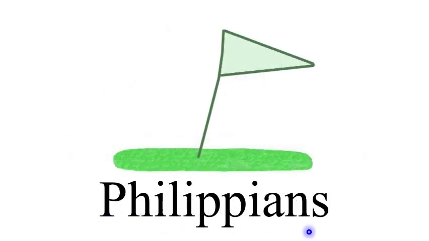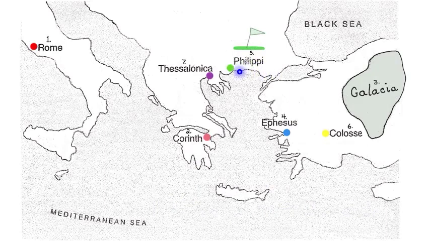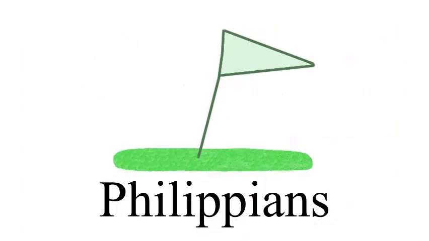The icon for Philippians is a flag on the land, because the Bible says, I can do all things through Christ which strengtheneth me. Philippians 4:13. Philippi is located a little north of the Mediterranean seacoast. The encyclopedia says that Philippi was the scene of the victory by Mark Antony over Brutus in 42 BC.